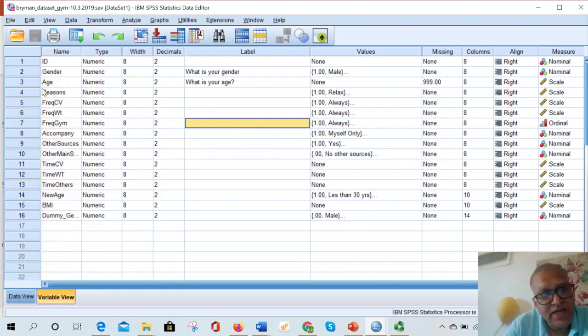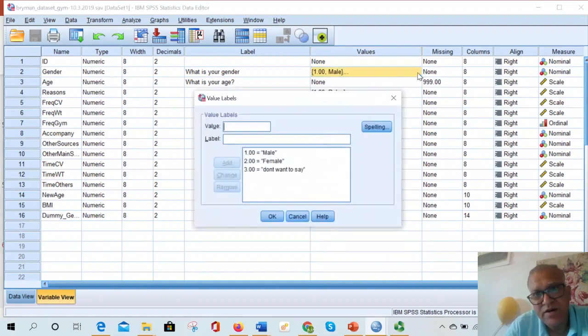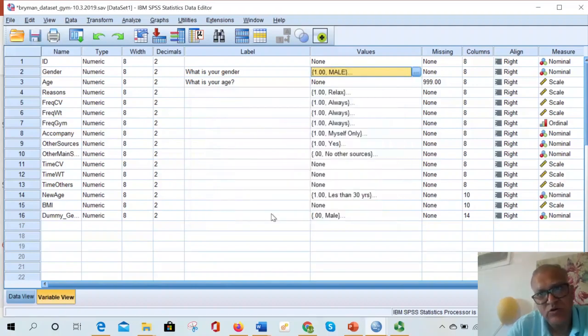And then also each variable, for example, gender is male and female. How do you tell the software that? Under values, you choose values, for example, in front of gender, and then tell the software. So for example, if I delete this, whenever I write 1, it means male, and add. And whenever I write 2, the software should understand it as female. Add, and then you click OK. Because when you enter the data, you have to enter it as 1 and 2.